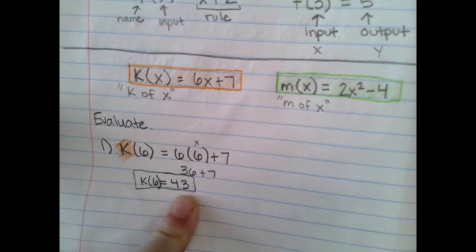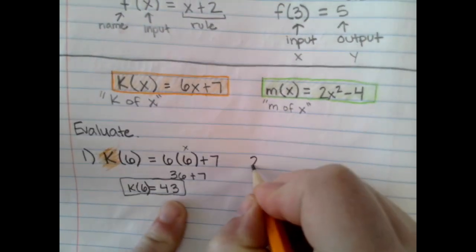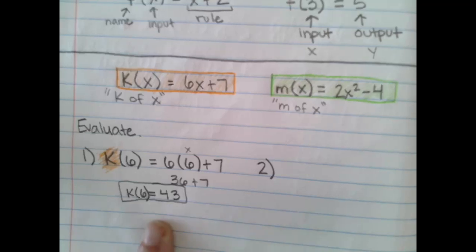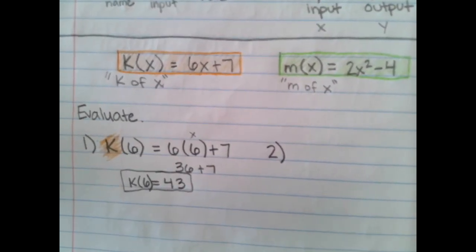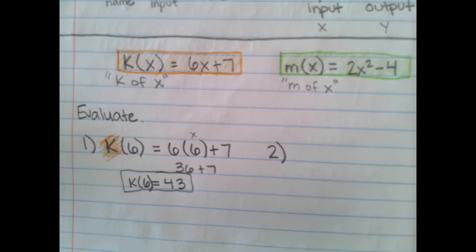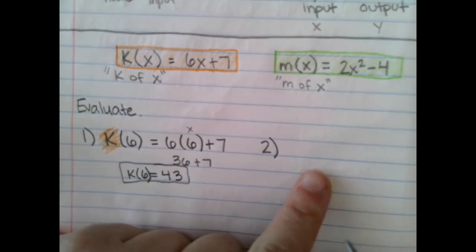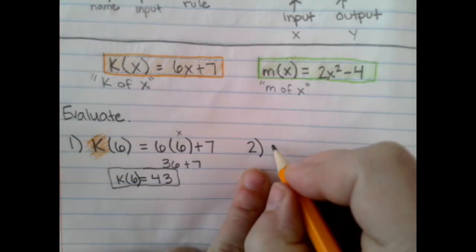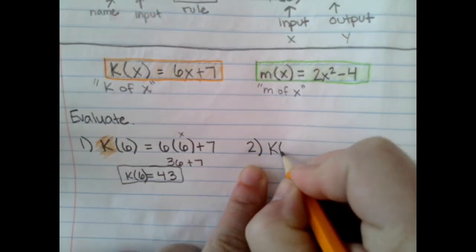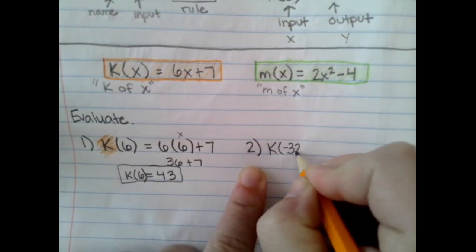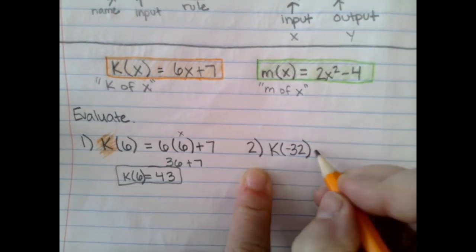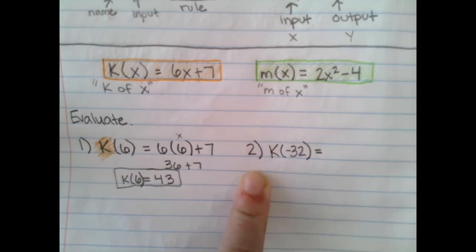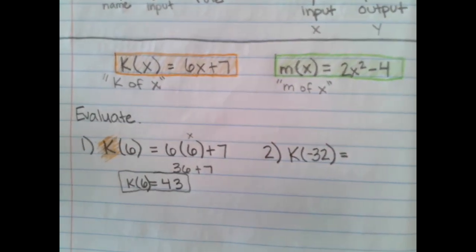All right, number 2. I'm going to just put it off to the side here because we have 5 problems. I know I don't want to run out of space today. All right, number 2, we have k of negative 32. And we have to find that answer, k of negative 32.